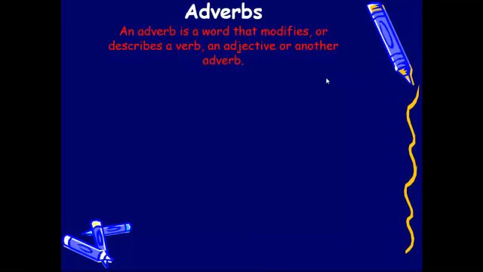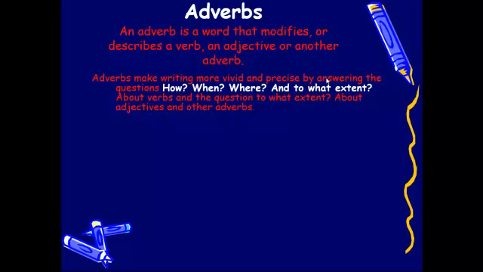Let us now look at adverbs. An adverb is a word that modifies or describes a verb, an adjective, or another adverb. Adverbs make writing more vivid and precise by answering the questions how, when, where, and to what extent about these verbs, and the questions to what extent about adjectives and other adverbs.